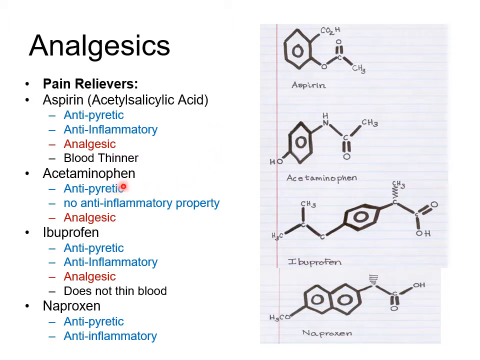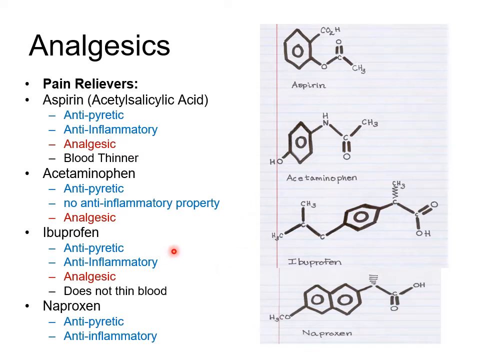Acetaminophen is an antipyretic as well. It does not have anti-inflammatory properties though. And of course, it's an analgesic. And you can see here acetaminophen. You have the amide here instead of the acetyl group with the oxygen. And you also have an OH here on the para position as opposed to a carboxyl group on the ortho position.